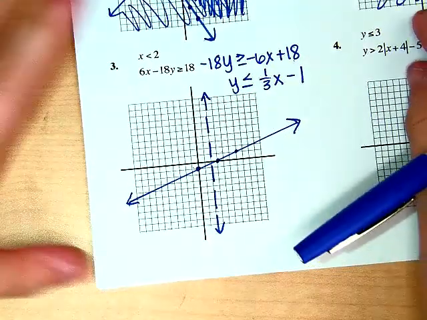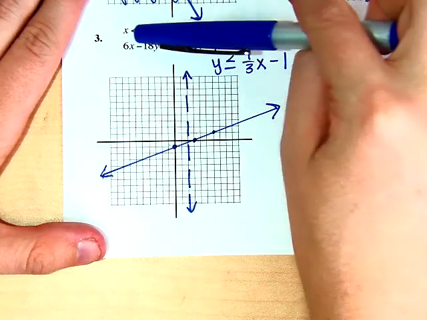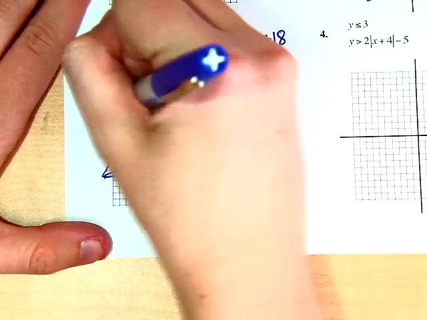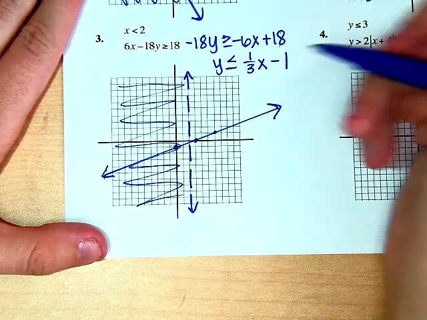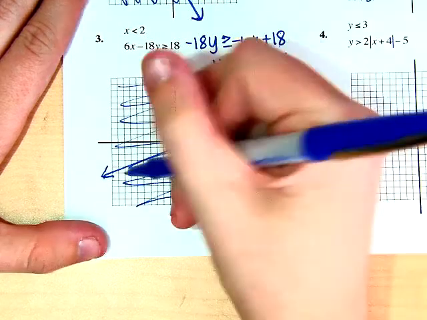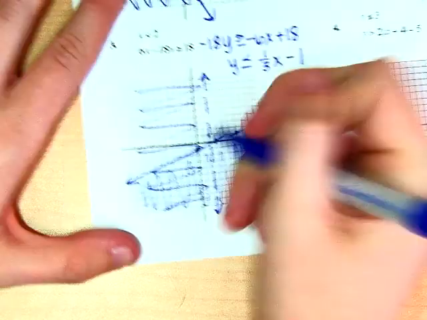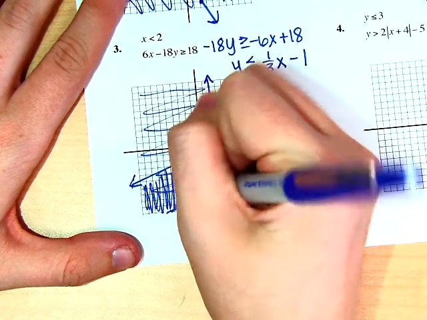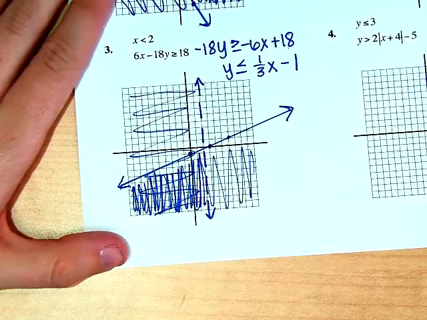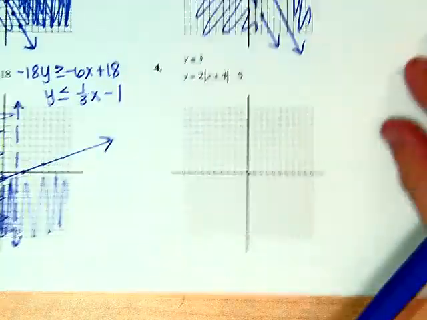And then I got the shading to do. So this one is less than 2, so we're talking everything back here. And then this one is less than, so I'm talking below. So where's my double shaded? Make it a little extra dark. And there you go. One more.